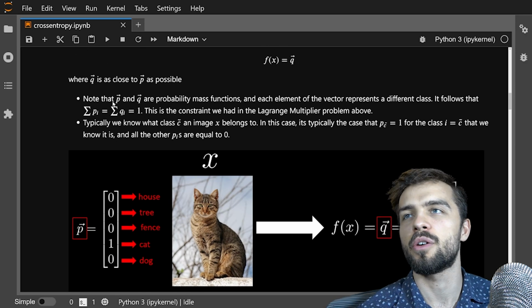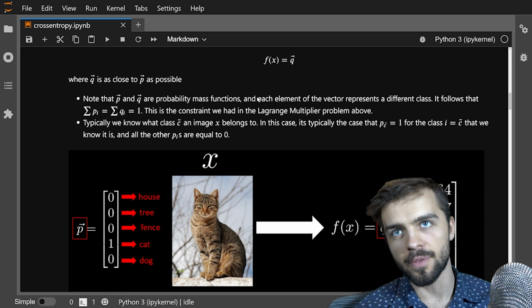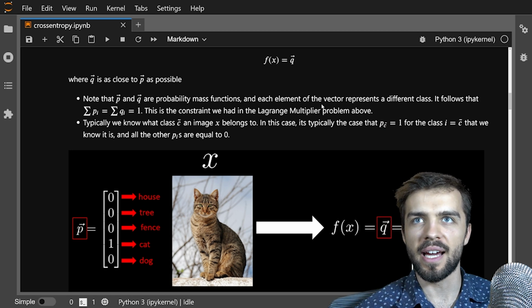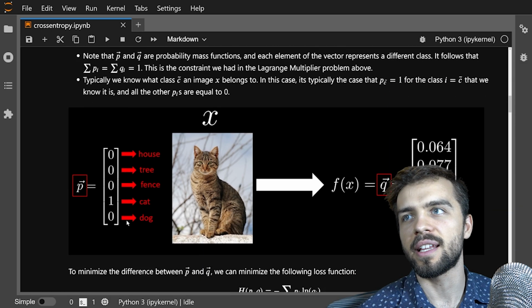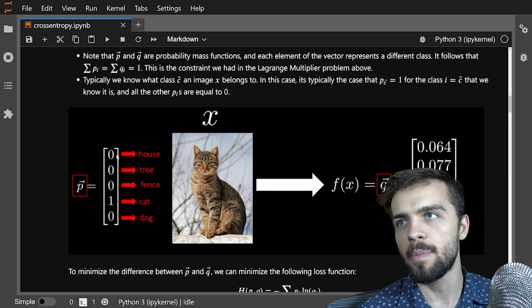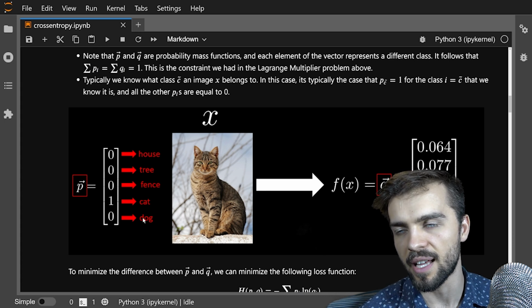It's summarized in this picture here. But the most important thing to note is that P and Q are probability mass functions. Each element of the vector corresponds to the probability that this image X belongs to a certain class. So looking at this here, here's my vector P. Maybe the first element of the vector corresponds to house, then tree, then fence, then cat, then dog.